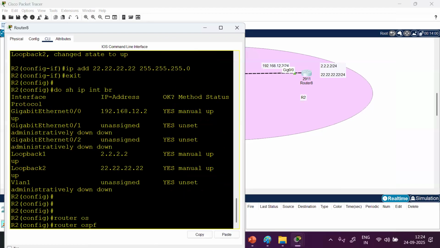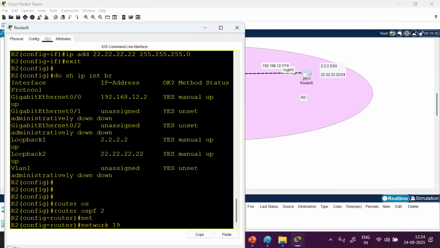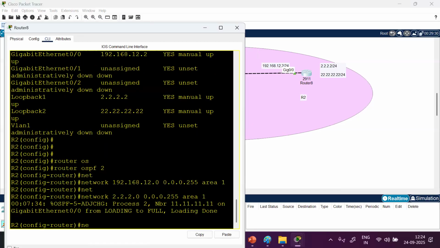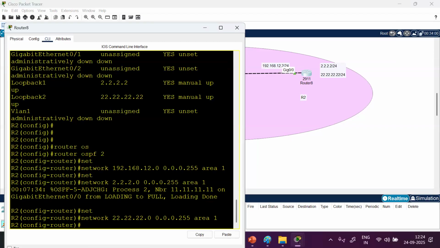Router OSPF. See, this side I am giving a process ID of 2. Okay. Network is what? One common network we will have to give, no? So 192.168.12.0 and 0.0.0.255. Area is 1. Next, network is 2.2.2.0, 0.0.0.255. Area is 1. One more network, 22.22.22.0, 0.0.0.255. Area is what? 1.